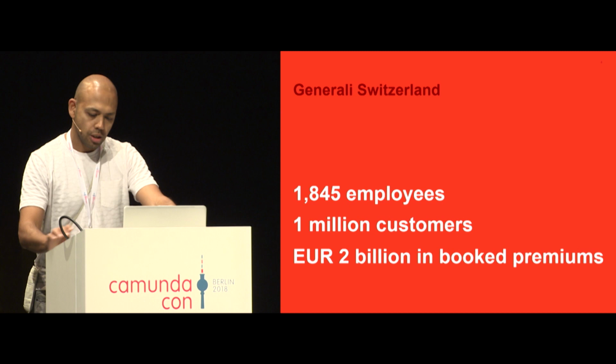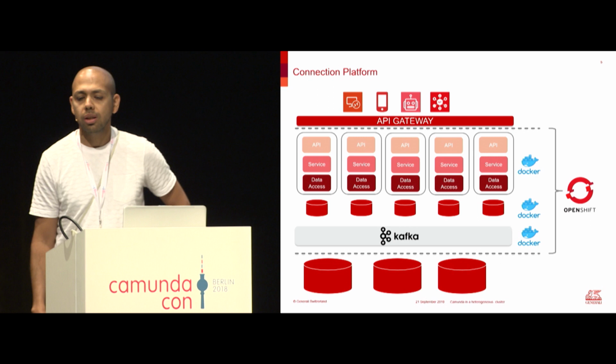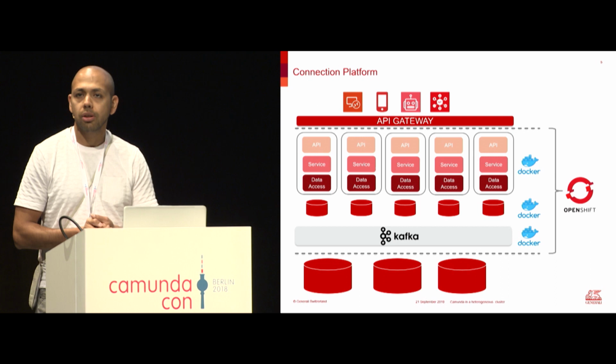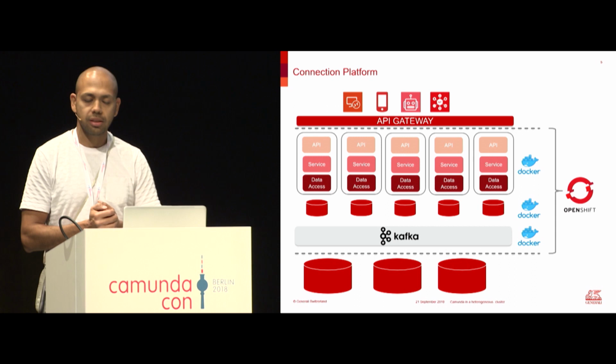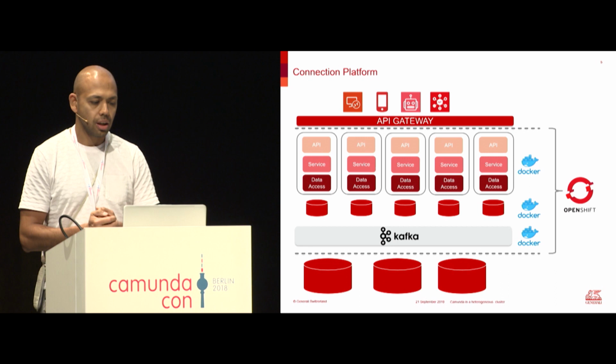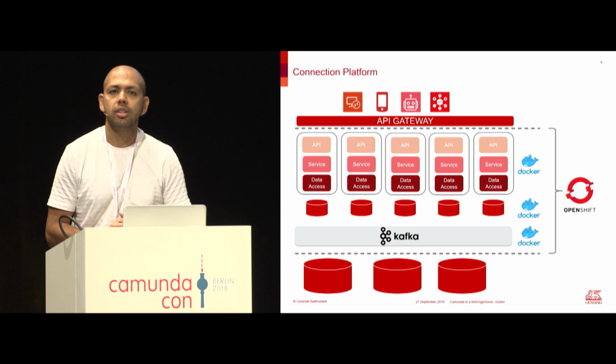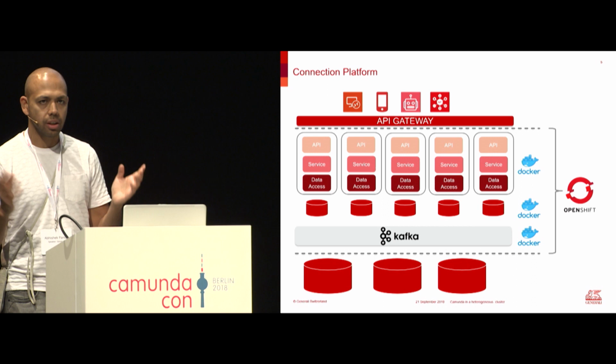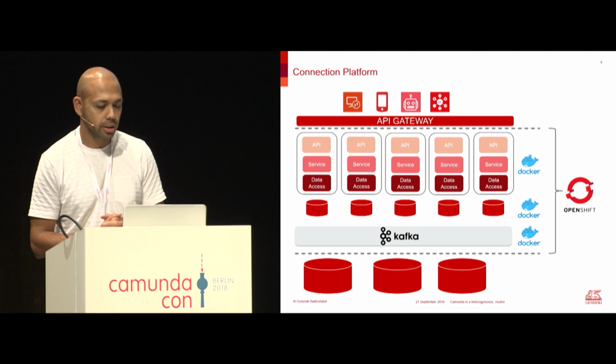As part of that, we have developed what we call the connection platform. It's a streaming data platform built on Kafka, which combines our backend systems with the frontend channels. The microservices which run there are normally Spring Boot applications when they're written in Java. The whole thing runs on Docker containers, and it is orchestrated using OpenShift. So there are multiple Docker containers running on Kubernetes pods, and it's all orchestrated using OpenShift. We call this the connection platform, or COPA for short.